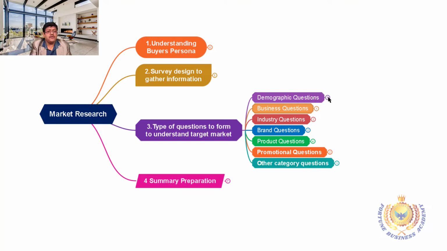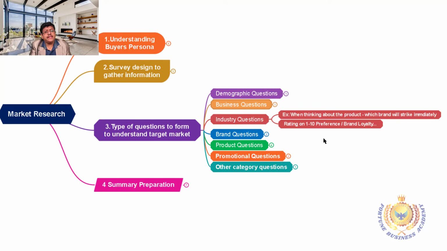Business questions. If you are doing a service, business to business, only in that situation you use this. Otherwise, you eliminate it. Number of employees, locations they exist, and USP of their company. And industry questions. Example, when thinking about this product, which brand will strike immediately and why? It will help you to design your product.